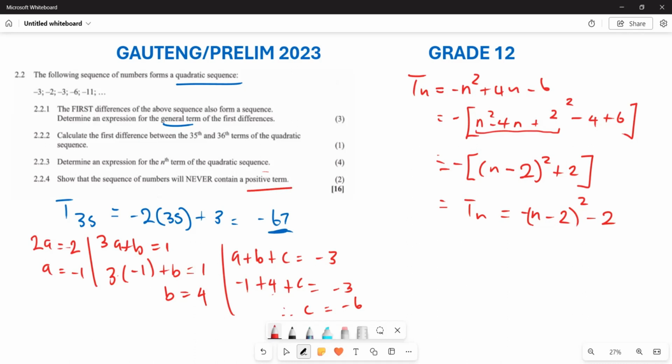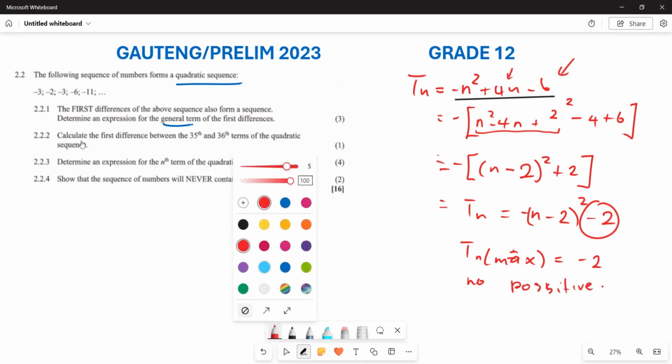So if you want to find out whether this will never have a positive term, you are going to say your Tn. If you are checking, the Tn here will have the maximum value of -2. Which means the maximum value of it is going to be the same as -2. So your Tmax here is the same as -2. If your Tmax is the same as -2, therefore you are going to have no positive term here.